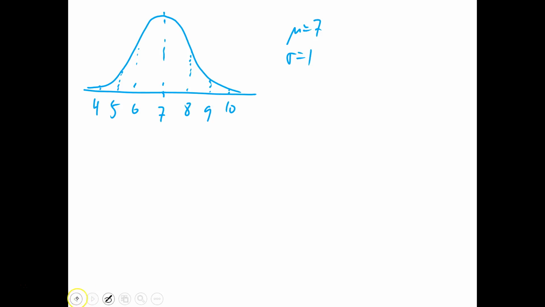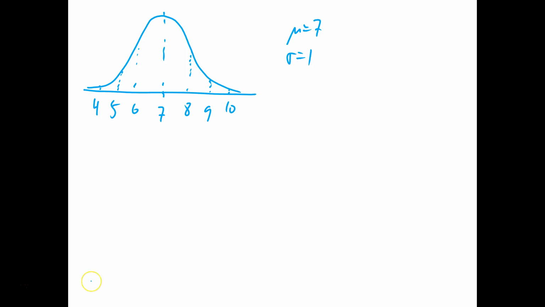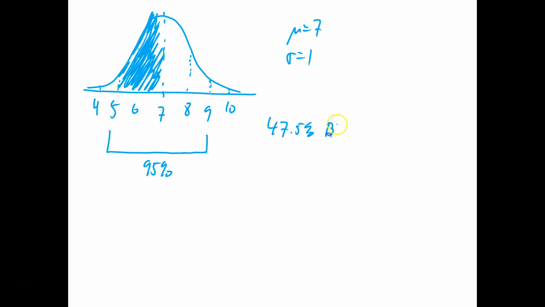Now let's see what they want to know next. They want to know what percentage of teenagers sleep between 5 and 7 hours. So 5 to 7 is going to be this area right in here. From our empirical rule, we know that between 5 and 9, so 2 standard deviations below and 2 above, that's 95%, and it looks like we want half of that area. So half of 95 is 47.5% between 5 and 7. That's all there is to it.